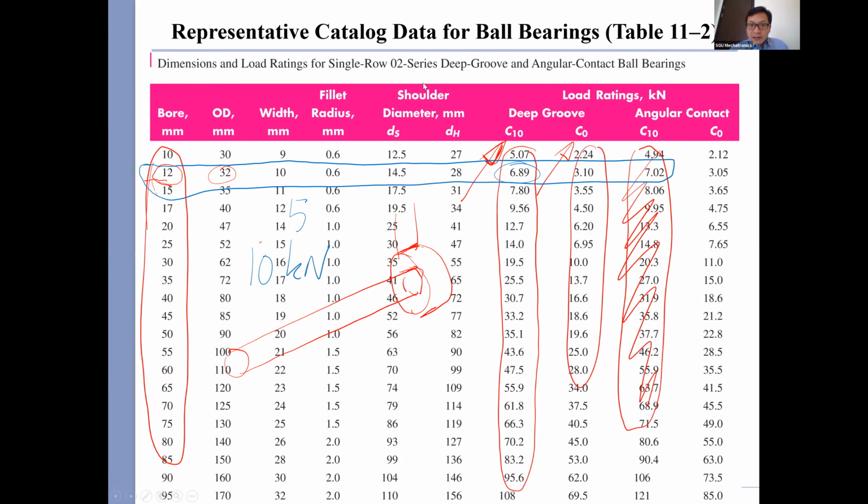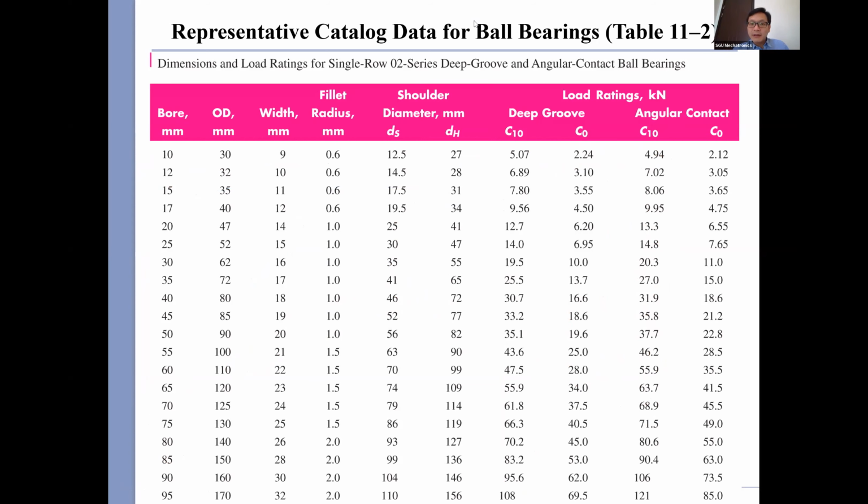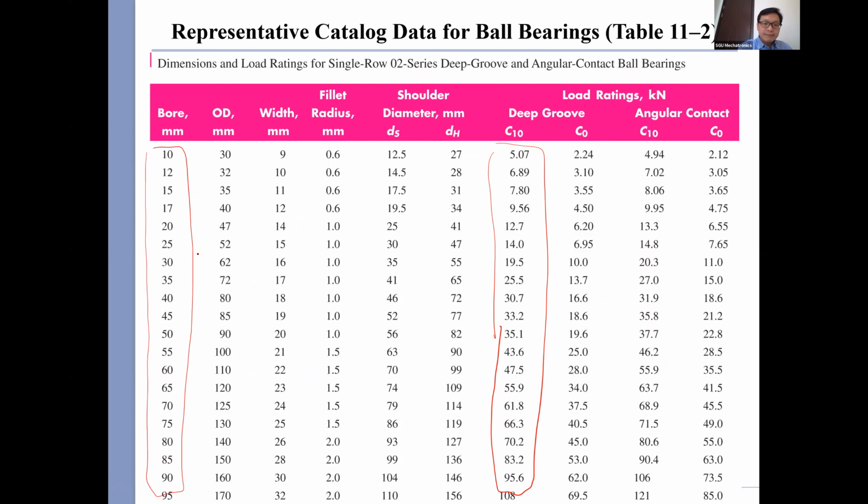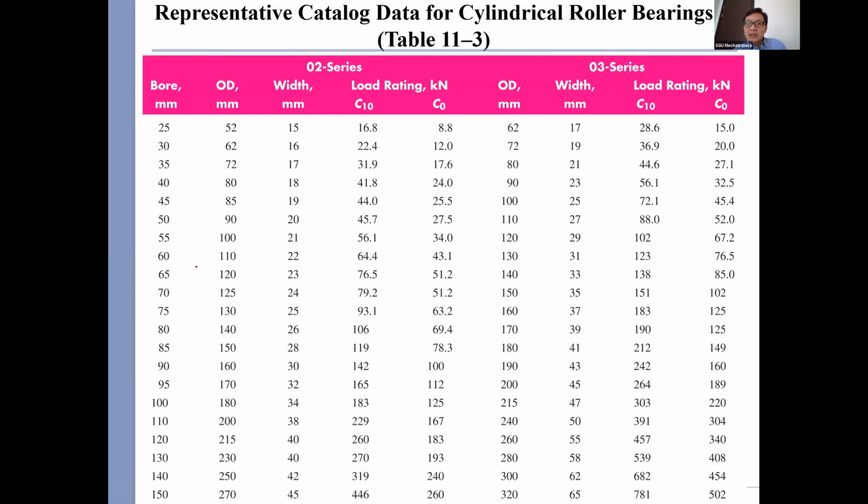Okay, I'm gonna clear this pointer option, erase all. Okay, so here is a typical catalog, right? Remember, we look at this C10. Obviously, the dynamic load capacity goes up as the bore goes up. So bigger bearings have bigger load capacity. Should be obvious, but you know, that's how it is. This is roller bearings, okay? Again, 02 series means the width, yeah? This is the width.